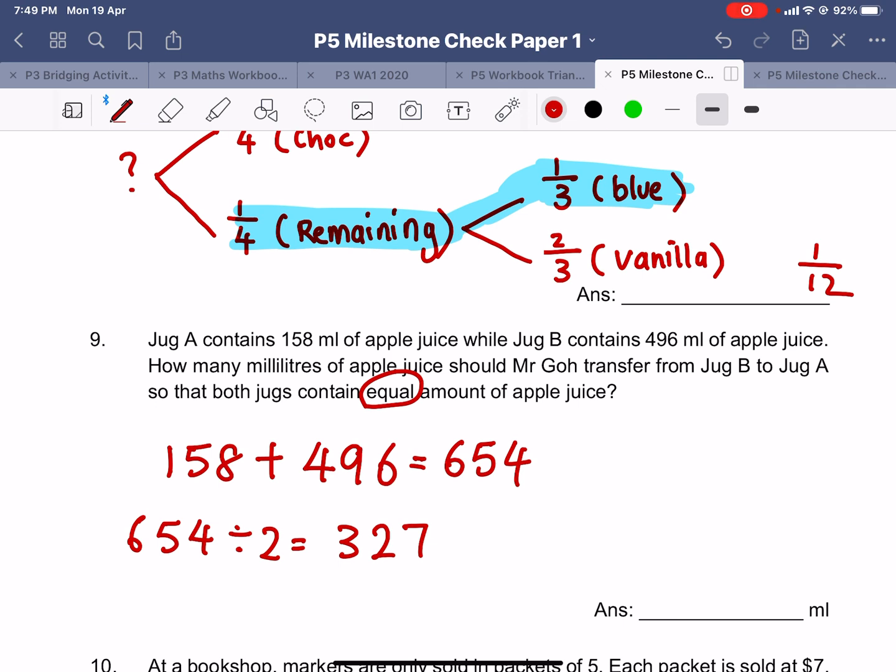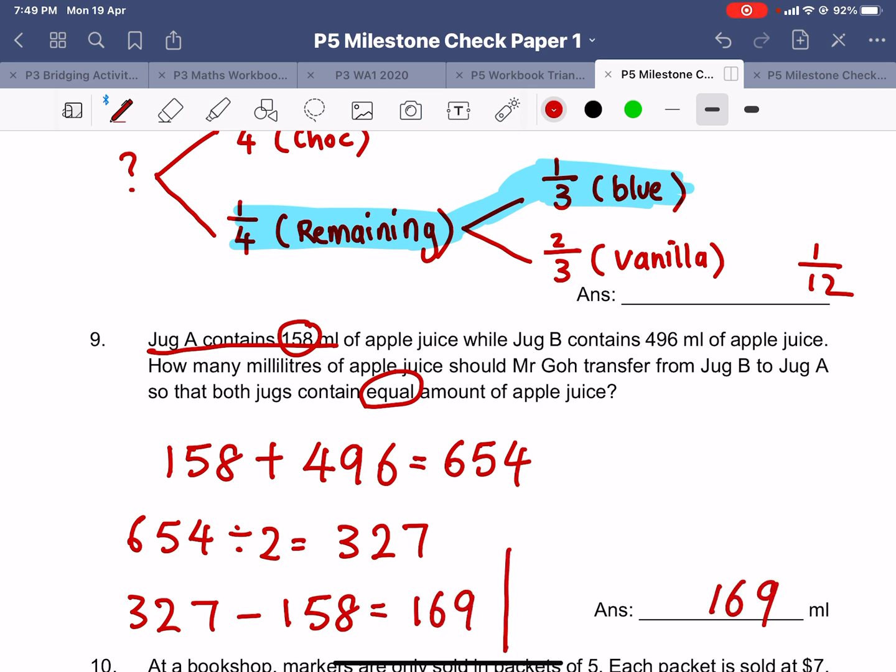Now as of now, jug A only got 158. So for that to be equal, it needs to reach 327, right? So how much to pour? We will need to subtract. Alright, we will get 169 as the answer. Of course, some of you can argue, is there a different way? Sure, you take the other jug instead. Taking the other jug will be 496, exceeded, right? So you want to make sure that the jug only has 327 to be fair, right? So that is another way you will also get 169. Alright, two different ways, same answer.